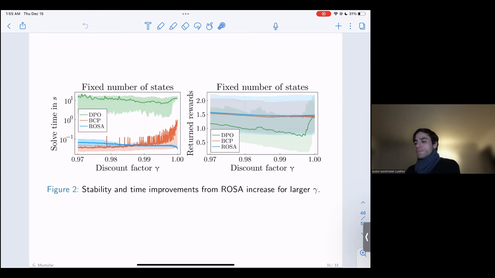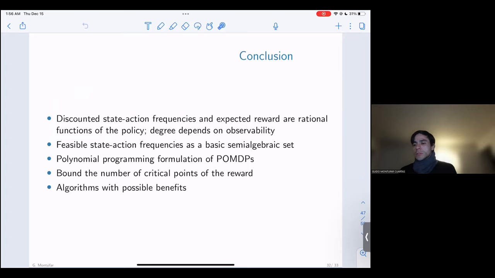Okay, so let me come to a conclusion. I presented a discussion of discounted state action frequencies in partially observable Markov decision processes. And I discussed how they are rational functions of the policy entries, if we look at memoryless stochastic policies, and the degree of these rational functions depends on the degree of observability. Something similar happens for the expected reward or also for the value function.